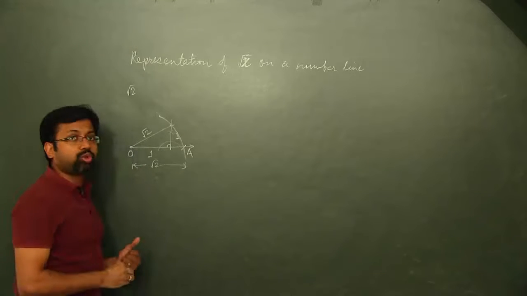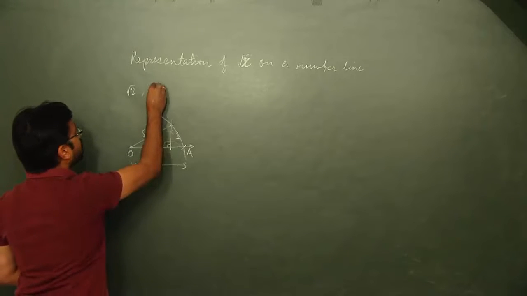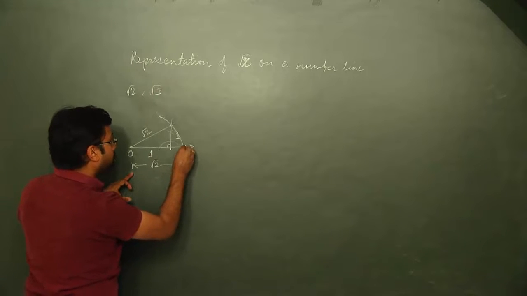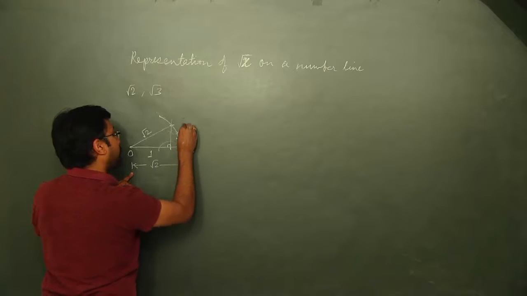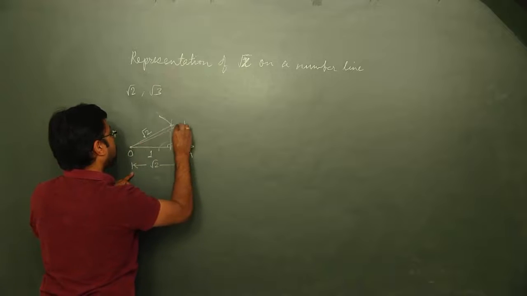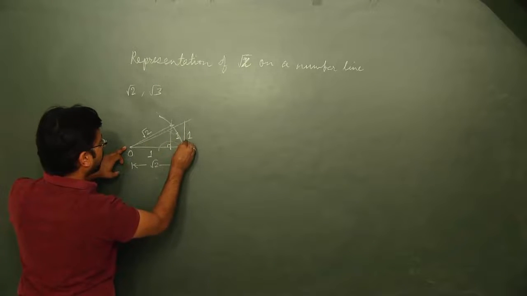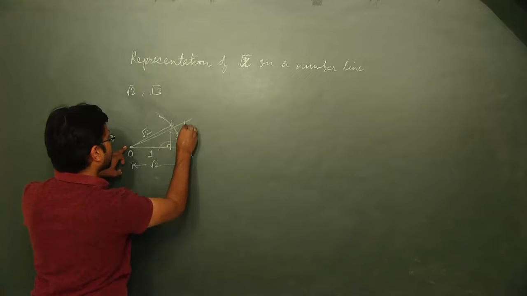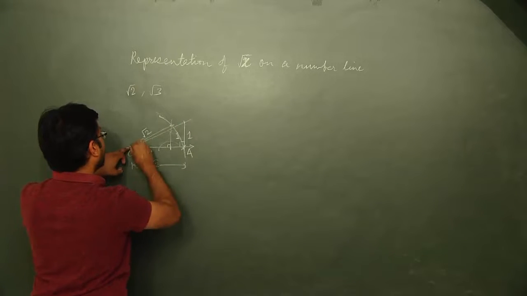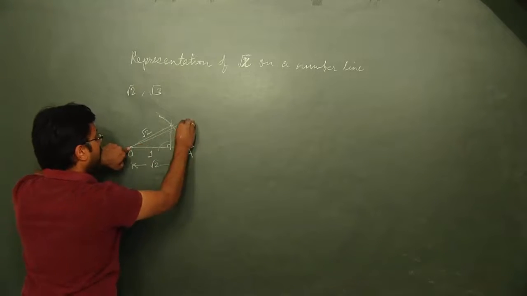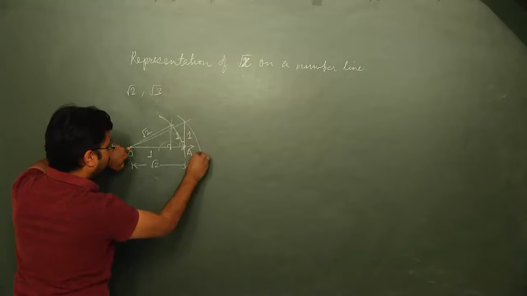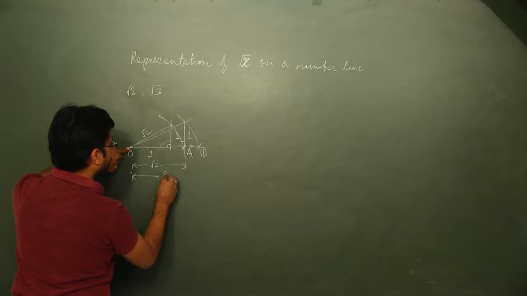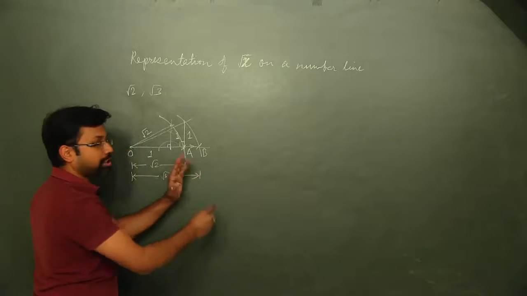What if you have to mark root 3 here? In that case, you have this root 2. At this point after marking root 2, if you draw another perpendicular, mark another 1 unit here, what do you have? Another right angle triangle here. This is root 2, this is 1. So it will be 2 plus 1. The hypotenuse would be root 3. So now you take the center at O, your compass here, mark an arc. Wherever it cuts, this OB will become root 3. So this is how you can proceed.